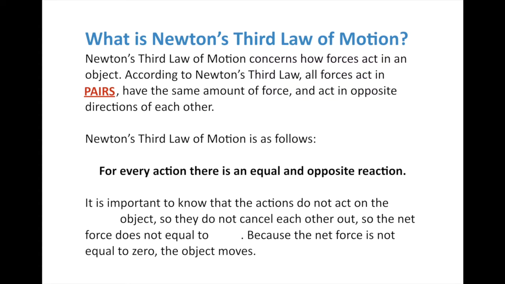It's important to know that the actions do not, you might be thinking, Mr. Klein, if they're equal and opposite, doesn't it mean they cancel each other out? No, it's because they don't operate on the same object. They operate on two different objects. As a result, they're not canceling each other out, and the net force doesn't equal zero. Now, if you remember from the last lesson, net force is the total amount of forces acting on objects. So for Newton's third law, you have to remember that all of these action-reaction pairs operate on different objects. And like I said, because the net force is not equal to zero, the object moves.